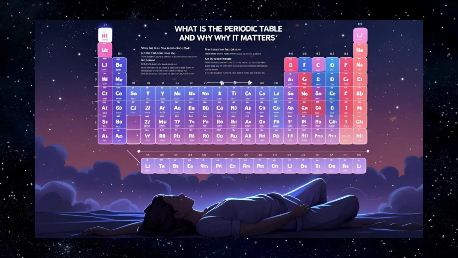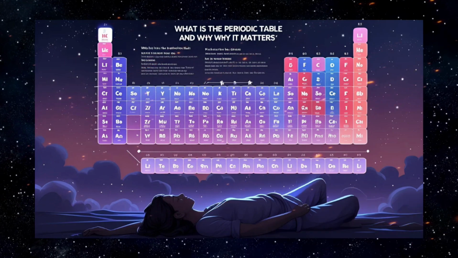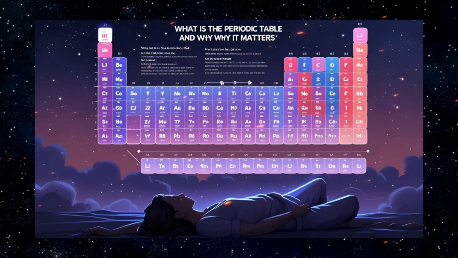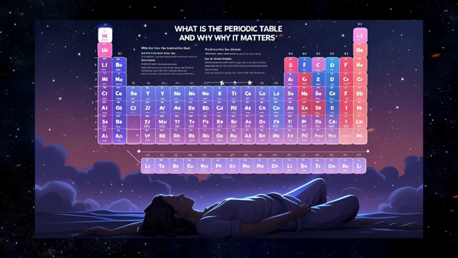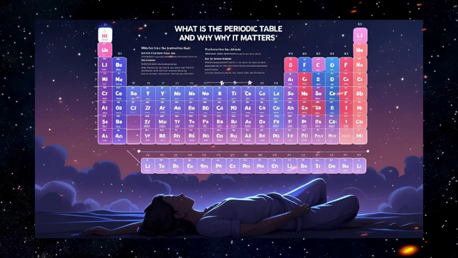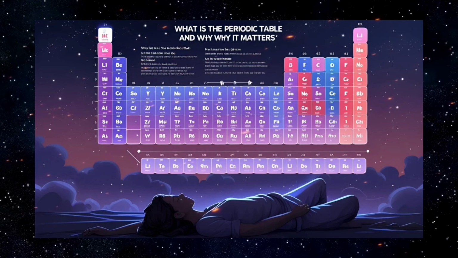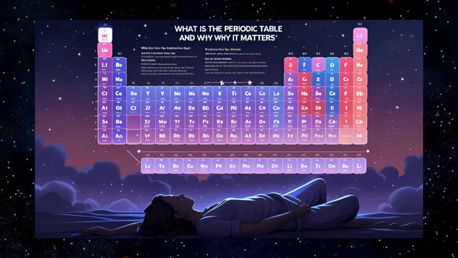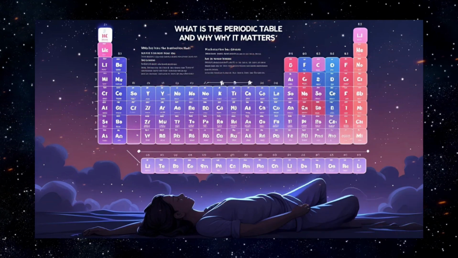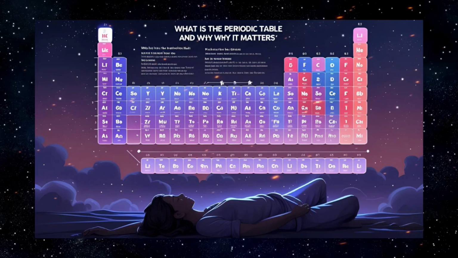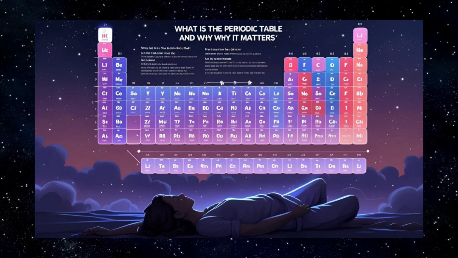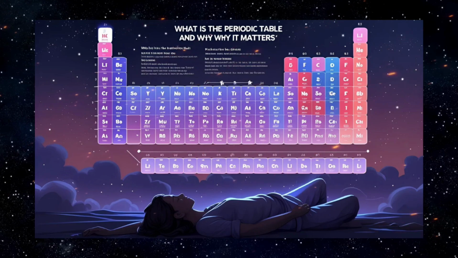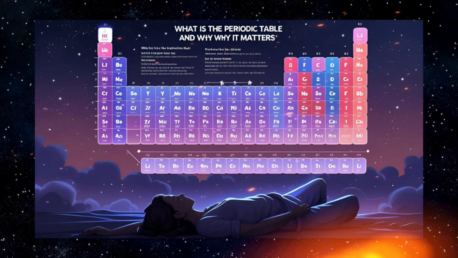Atomic radius refers to the distance from the center of an atom's nucleus to the outermost electron shell. As you move from left to right across a period, atomic radius decreases. This is because each successive element has one more proton in its nucleus and one more electron in its shell. The increased positive charge pulls the electrons in more tightly, making the atom slightly smaller.